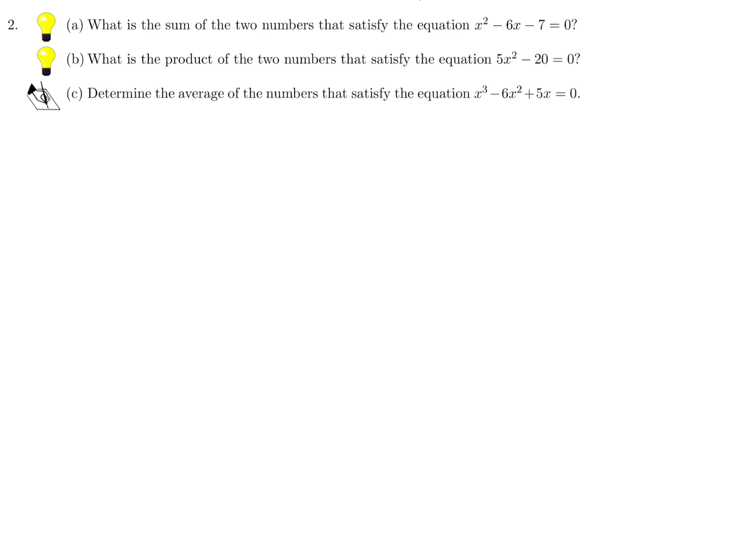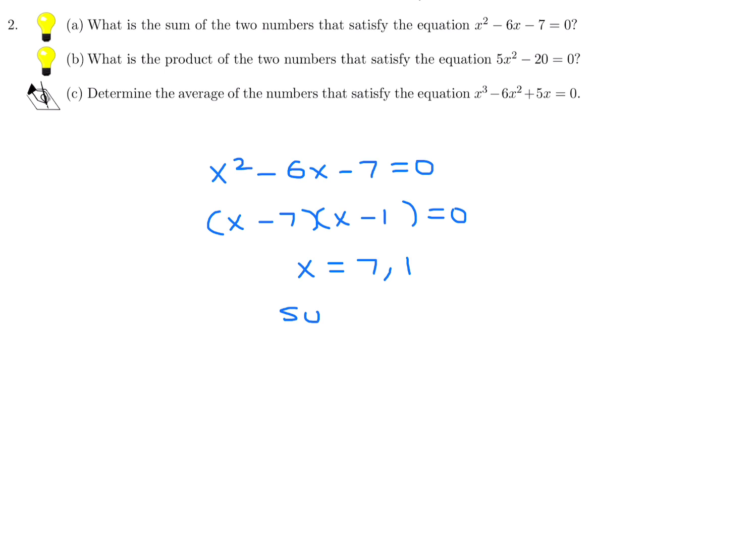What is the sum of the two numbers that satisfy the equation x squared minus 6x minus 7 equals 0? Well, you can factor this and get the roots pretty quickly. This will be (x minus 7) and (x plus 1), and therefore it would be x equals 7 and negative 1. So the sum of those two numbers is obviously 7 minus 1, which is 6.